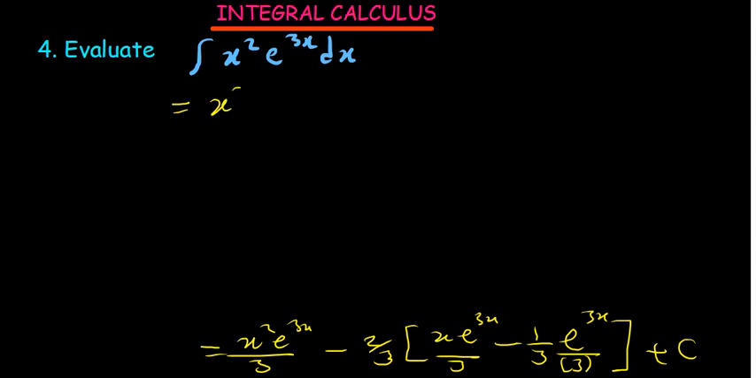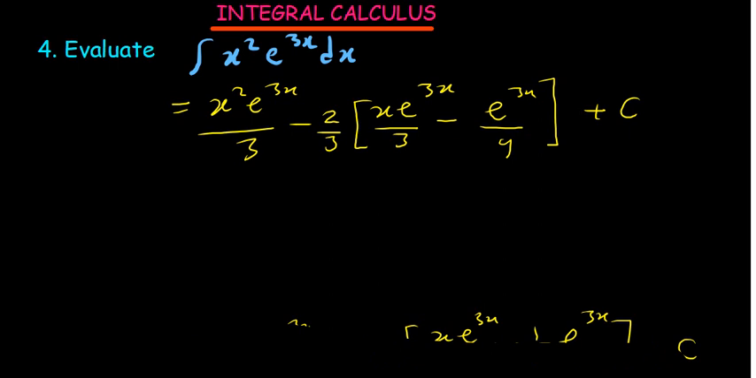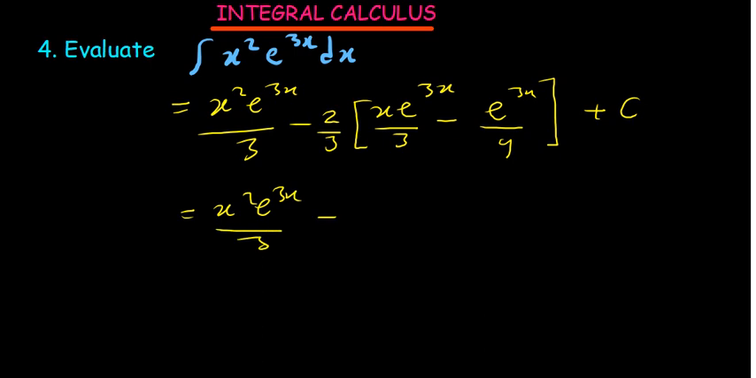And this is going to be equal to x squared e to the power 3x over 3 minus 2 over 3. So inside we've got x e to the power 3x divided by 3 minus e to the power 3x divided by 9, and then plus a constant c. Okay, so there is something that is common in everything which we have here. I can simply distribute this part to everything that we have, and that is going to give us x squared e to the power 3x divided by 3 minus 2x e to the power 3x over this 3 times this 3. Instead of writing 9, let me just write 3 times 3, and then the negative and the negative becomes positive, so that will be positive 2 e to the power 3x, and then divided by 3 times 9, and then plus a constant c.